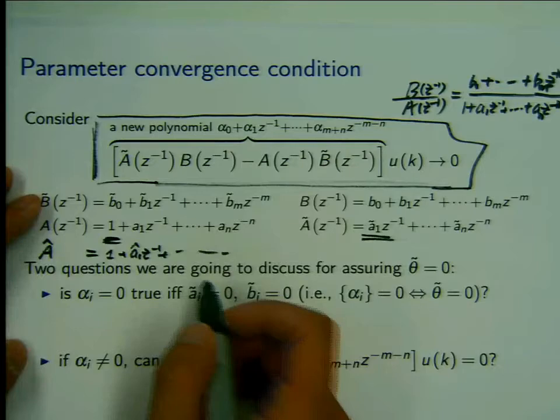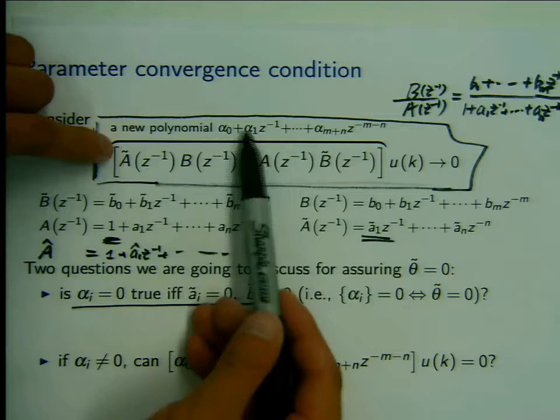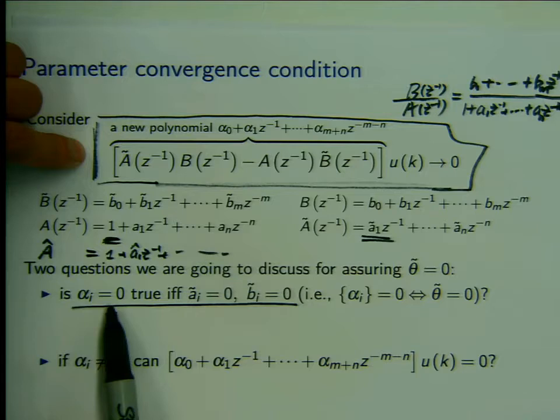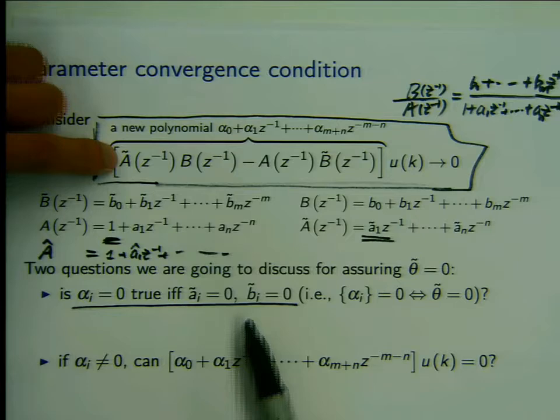So the first question is, is this true? If we have alpha 0, alpha 1, all these are 0, will this guarantee that all my coefficients here, A tilde and B tilde, will be 0 or not?